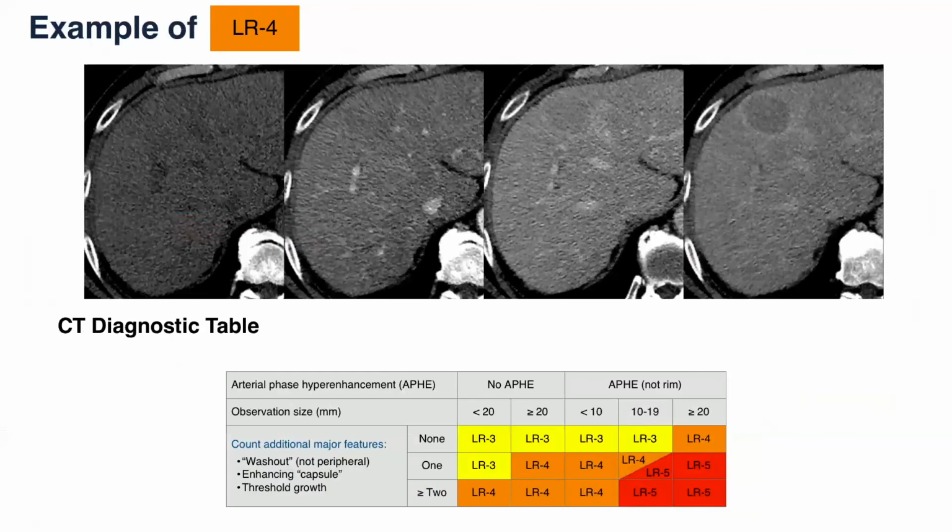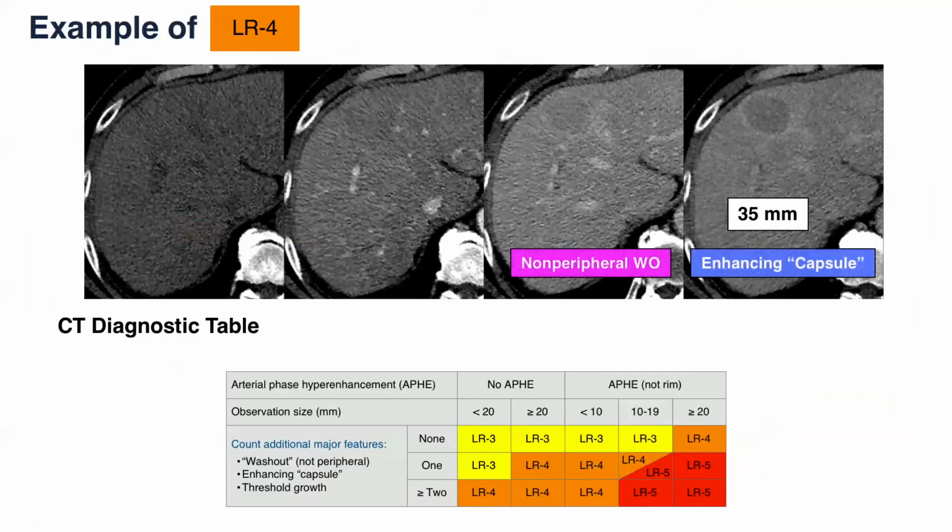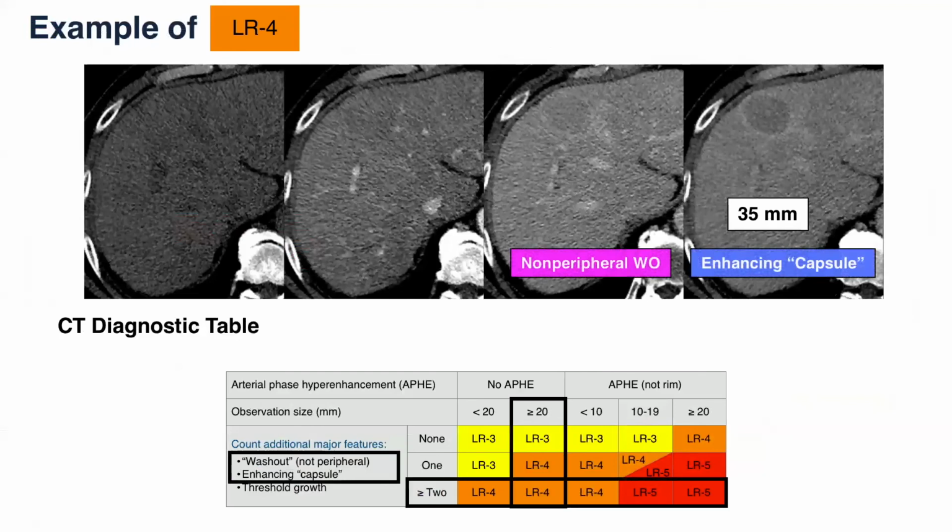How about this observation over here on CT? First of all, is there an observation? Yes, there is. This observation measures what? This observation measures 35 millimeters. This observation does not have APHE. Notice that it's invisible in the arterial phase, but this observation has washout, and this observation has an enhancing capsule, which you can appreciate over here. So what is the LI-RADS category here? Well, it's no APHE. It's more than 20. It has 2 of these, so this is a LI-RADS 4.